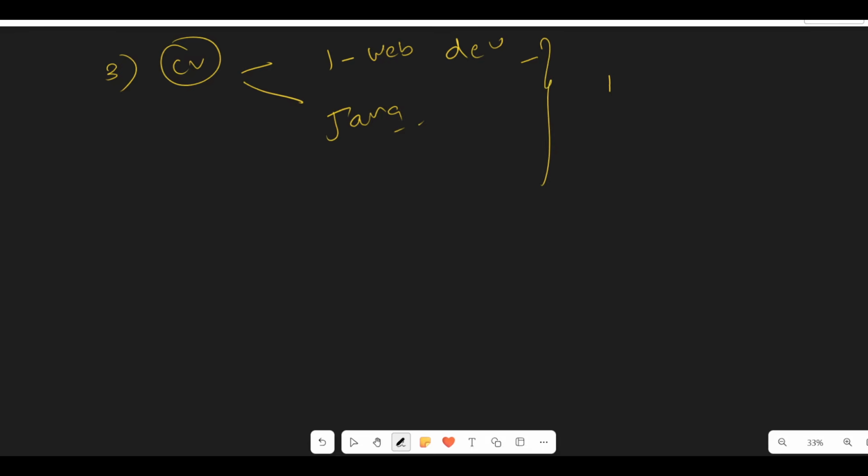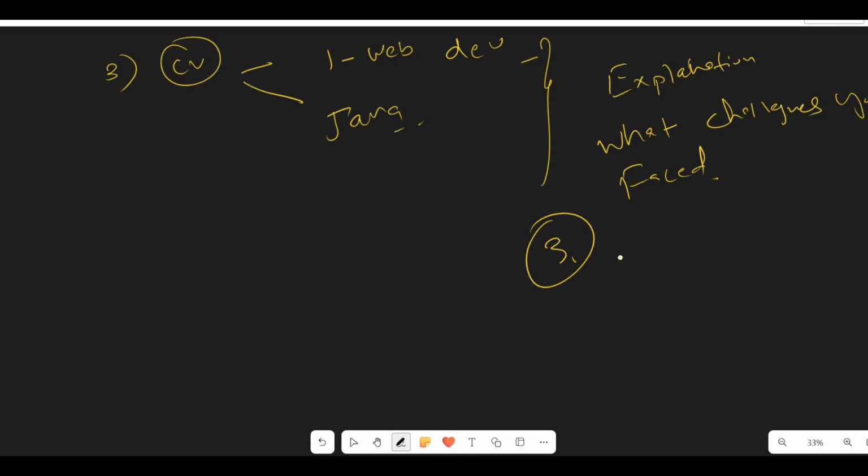After that they started discussing the CV. In the CV, she mentioned 2 projects. One was related to web development and another one was a very basic project around Java. Overall, in the 2 projects, they asked for the explanation of the project, what challenges she faced while making these projects, and whether it was a team project or an individual project.